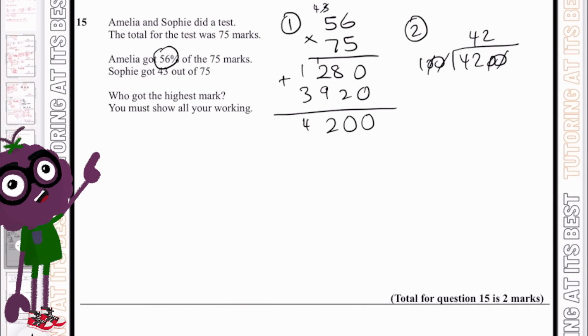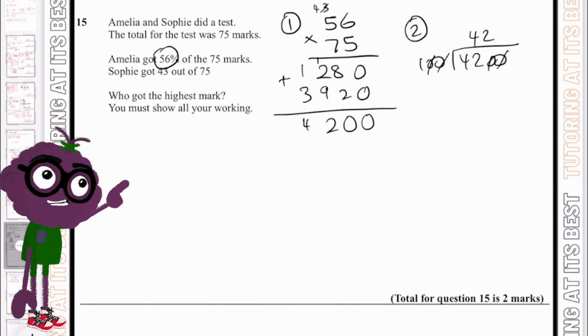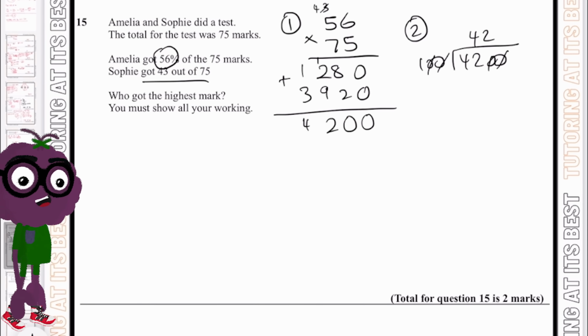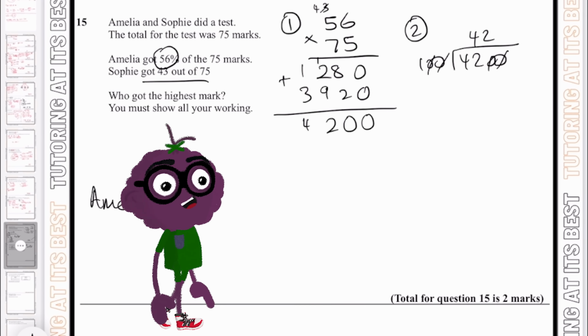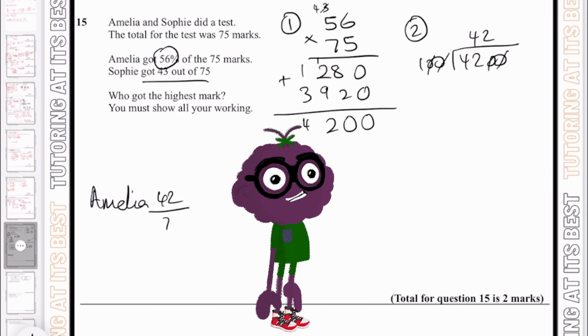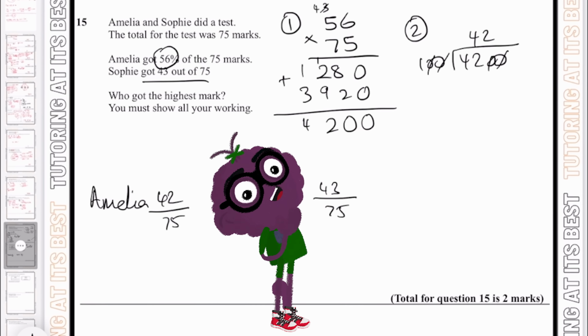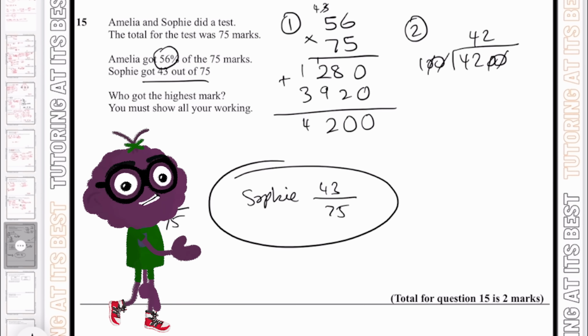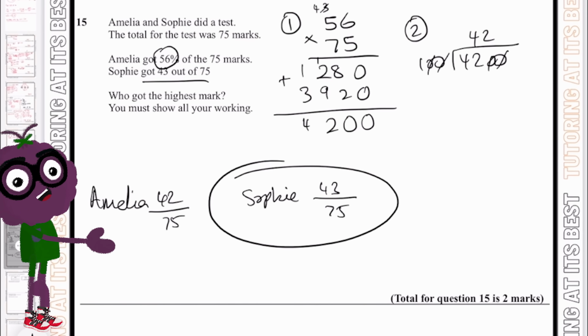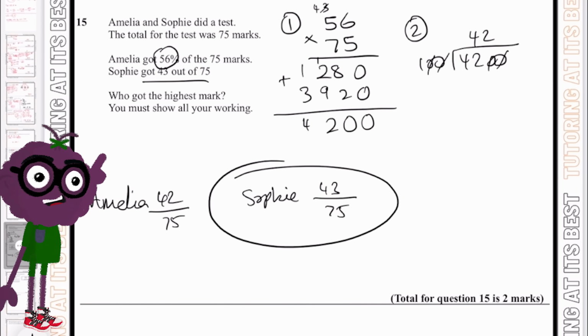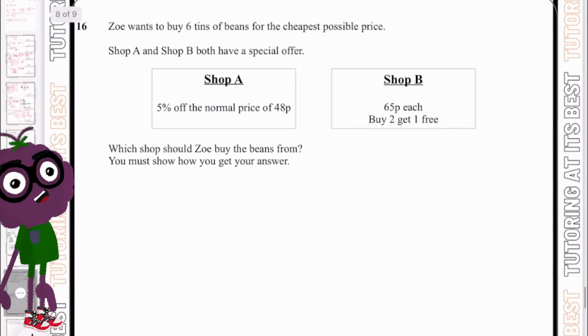So now we know that Amelia got 42 out of 75, but Sophie got 43 out of 75. So we have Amelia, which is 42, and we have Sophie, which is 43. So overall, Sophie has got the highest mark, and that's by 1 point. Lucky Sophie. Okay, let's go for question 16.